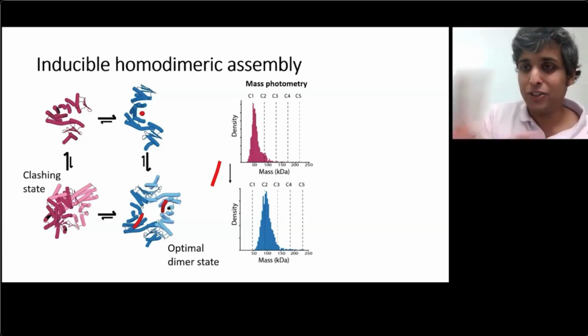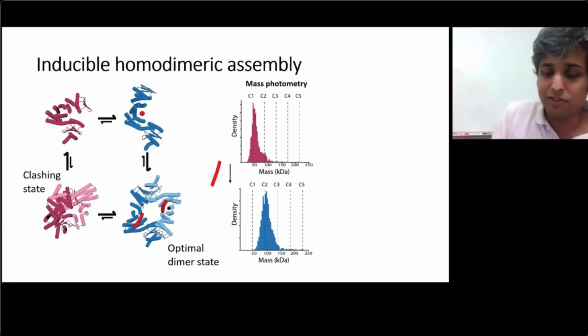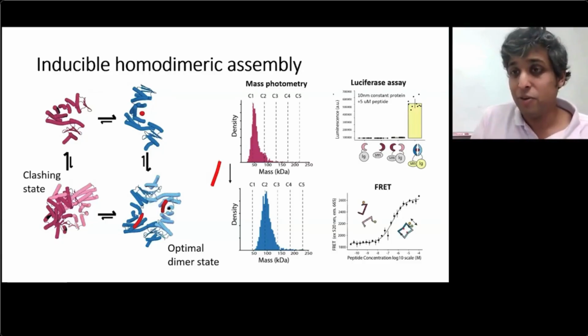So this is just a system that can assemble conditionally, but it's not actually connected to any signal. So how do we connect it to a signal? There are several ways, actually.